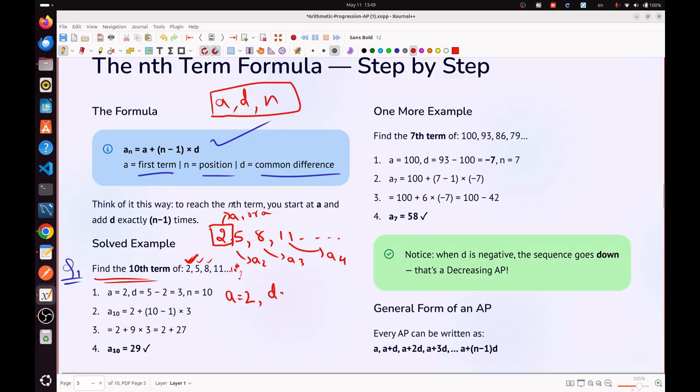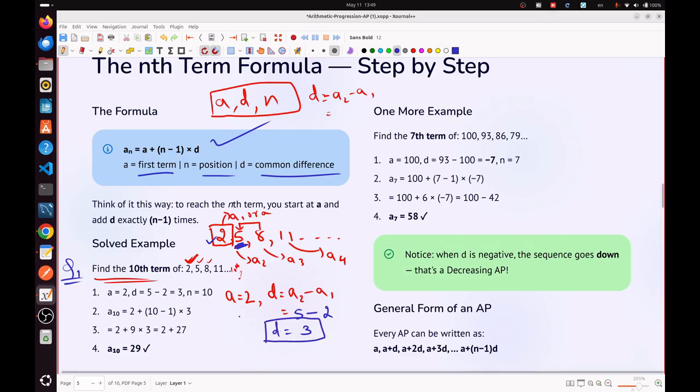Next we need to find D. D equal to A2 minus A1, or any term minus its preceding term. If you take in this series 2, 5, 8, 11, 8 minus 5, what do you get? 3. And again 5 minus 2 also gives 3. Suppose we take A2 minus A1: A2 is 5, and A1 is 2. 5 minus 2, what do we get? 3. So D we got, A we got and D we got.